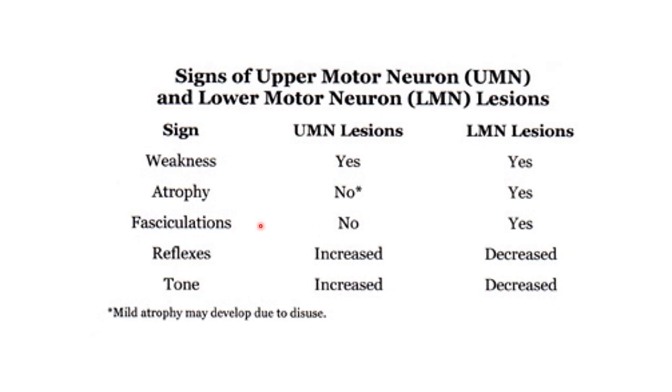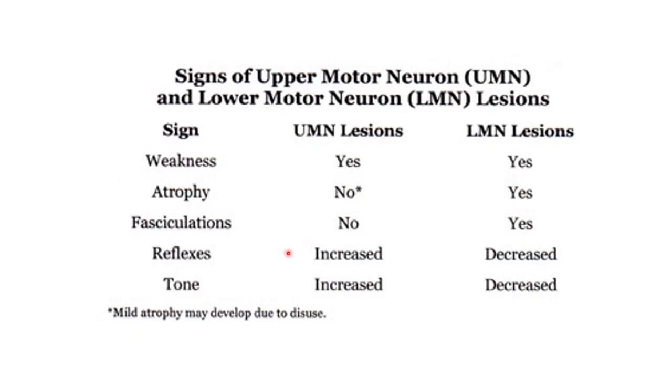Fasciculations, remember, are those little contractions due to hyperexcitability of muscle fibers. You don't see fasciculations in upper motor neuron lesions. Remember, fasciculations are not examples of hypertonicity. This is just due to irritation or infection of the lower motor neuron, and this is what you see in lower motor neuron lesions.